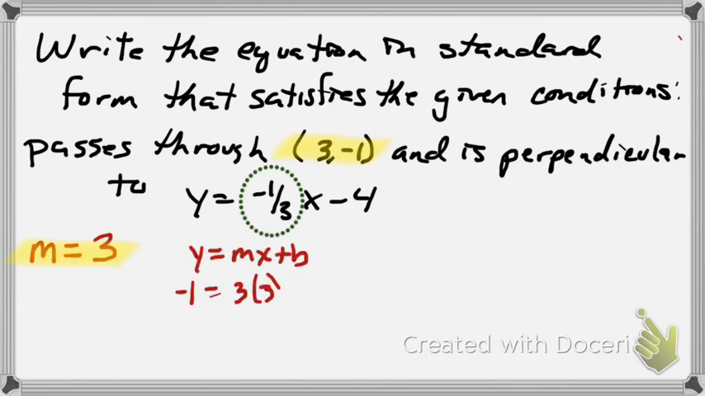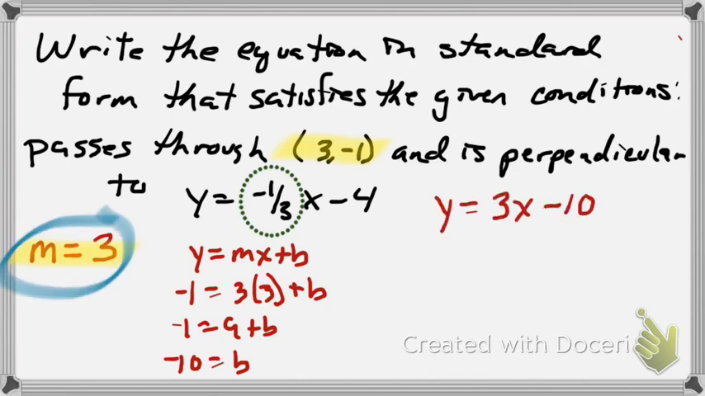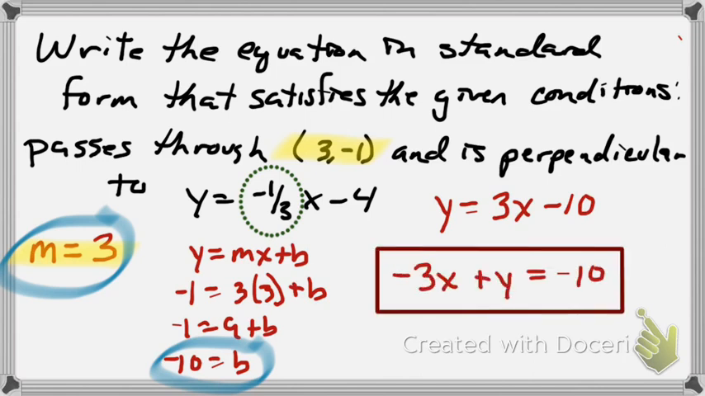y equals mx plus b, put in the slope, put in the point. 3 times 3 is 9. Subtract the 9 to the other side. And there's your b. So our slope-intercept form is y equals 3x minus 10, using the slope that we found because of the perpendicular and the b that we solved for. And now to get it into standard form, ax plus by equals c, I want to move that 3x to the other side, and I get negative 3x plus y equals negative 10.